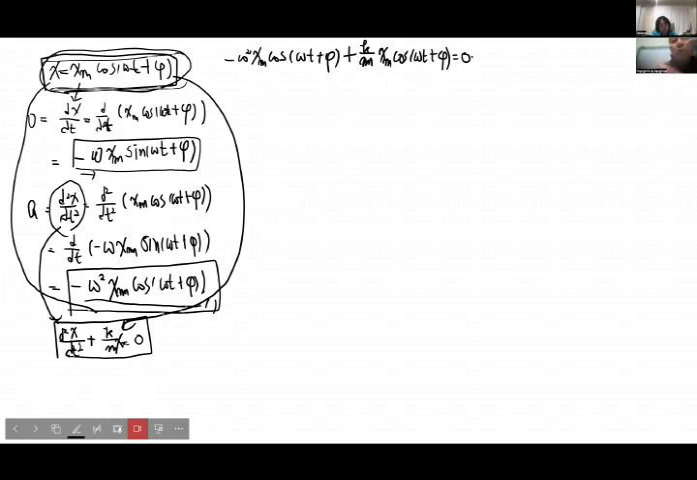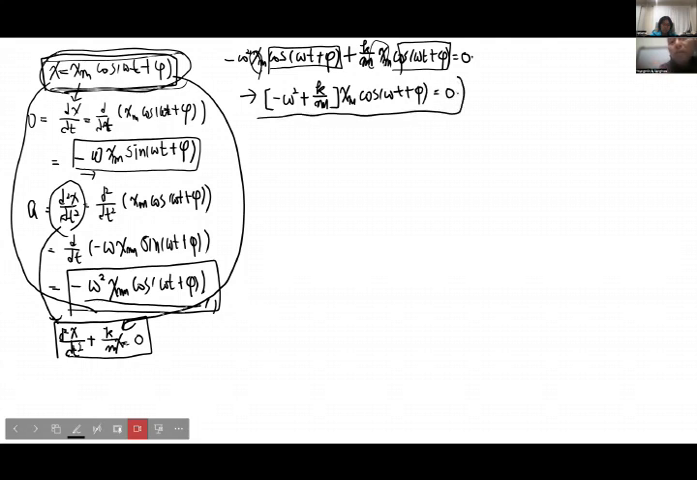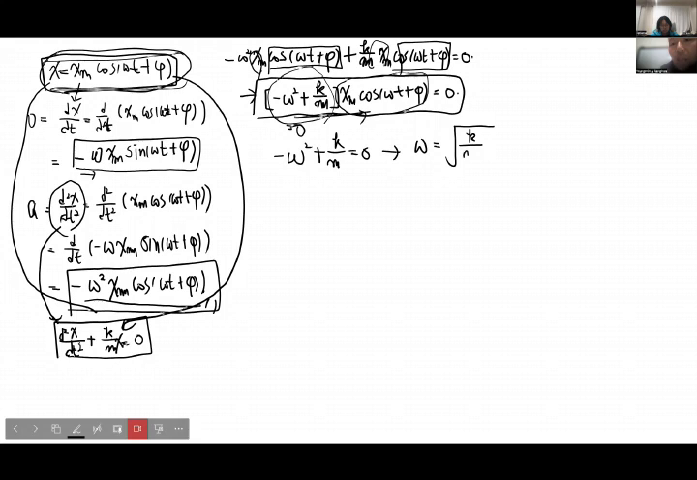From that, if you take the cosine function and xm out of the first and second terms, it can be simplified into this expression: minus omega squared plus k over m, times xm cosine omega t plus phi, equals 0. In order to have this equation valid, the bracket must equal 0, unless the other factor is 0. So minus omega squared plus k over m equals 0. From that, omega can be expressed with the two system variables, k and m, which is a function of these two variables.